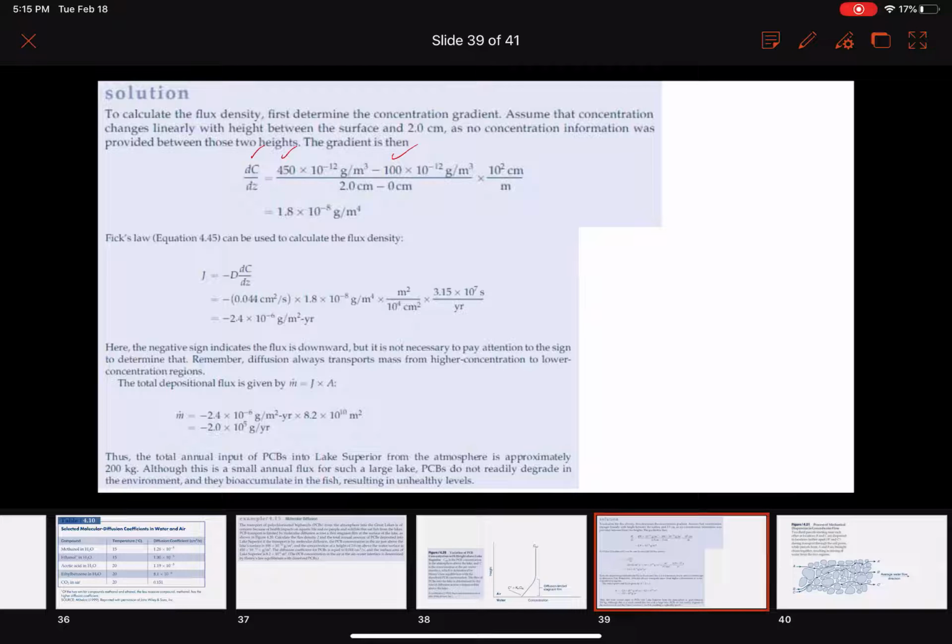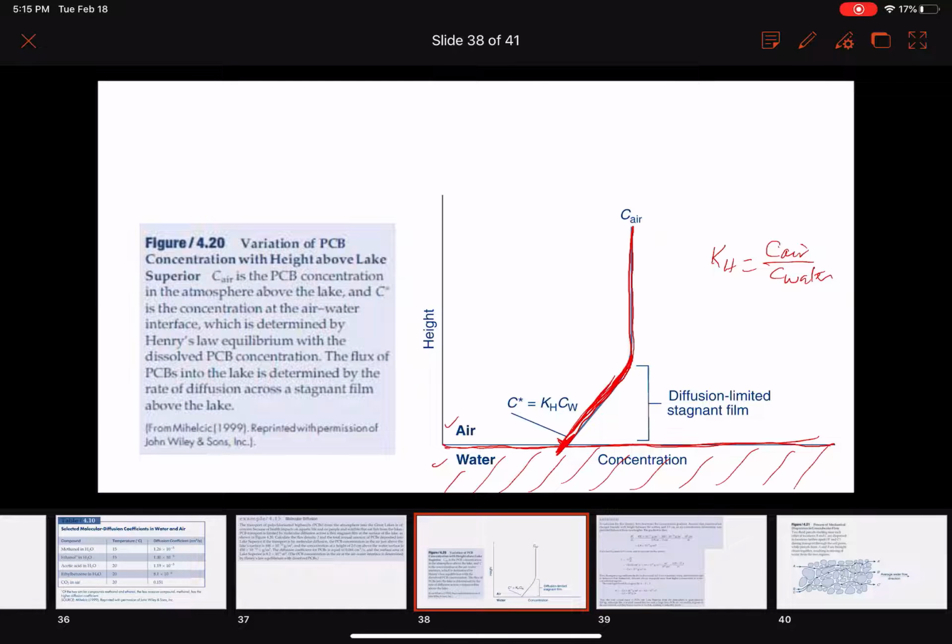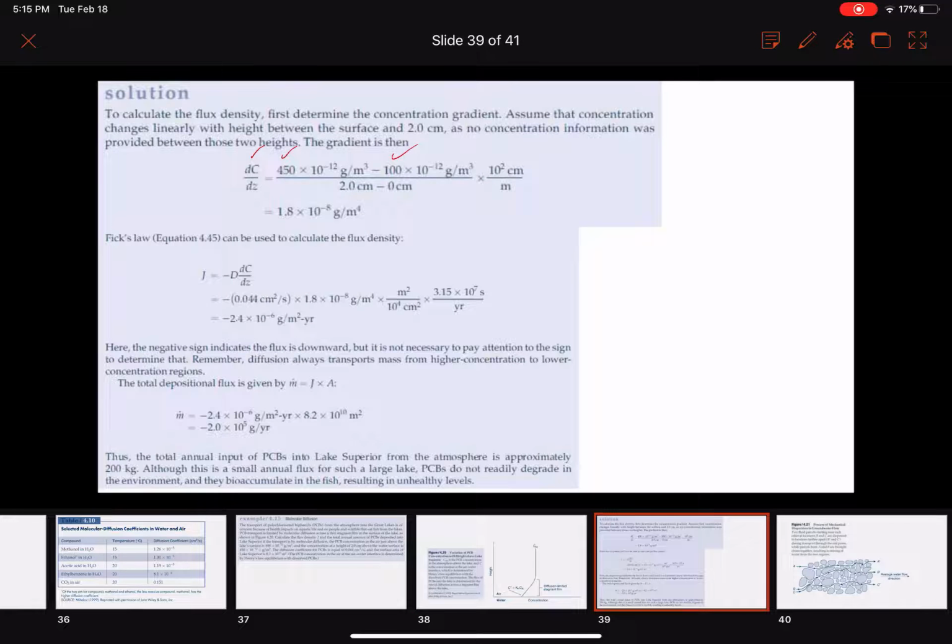the 450 is at 2 centimeters, from here to here, over 2 centimeters minus 0. Of course, you have to convert, this is meters and this is centimeter, so you have to convert centimeter to meter so you can cancel out meter with meter, and you'll end up with 1.8 × 10^-8 gram per meter to the 4.